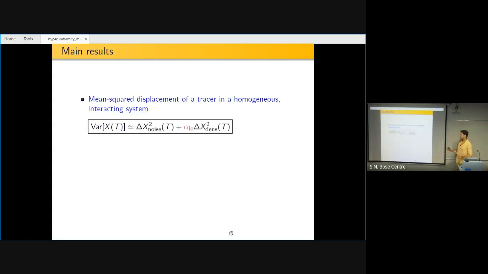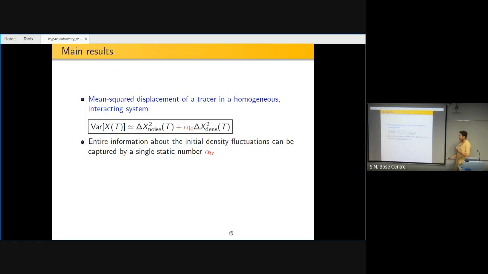So the first main result is essentially this. If you look at the mean square displacement of a tracer in this homogeneous interacting system, then you can actually break the mean square displacement into two parts. One that comes purely from the noise and has no information about the density fluctuations of the initial state, and a separate contribution which actually encodes information about the initial density fluctuations.